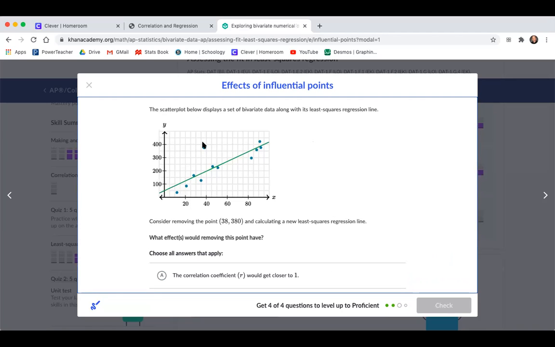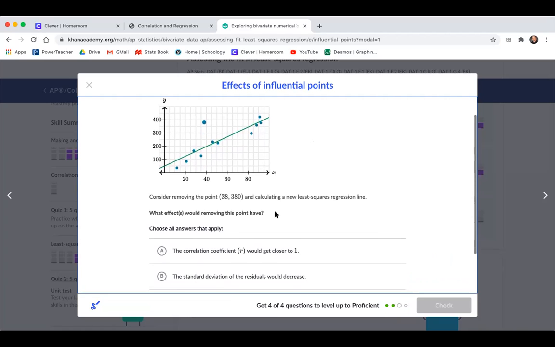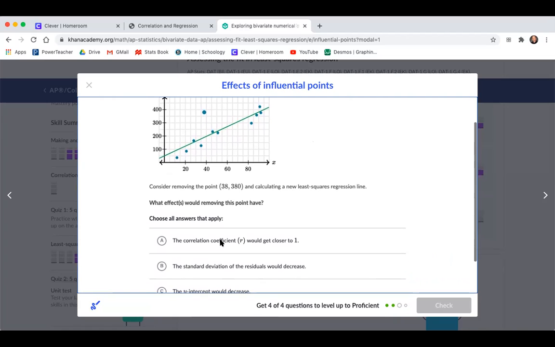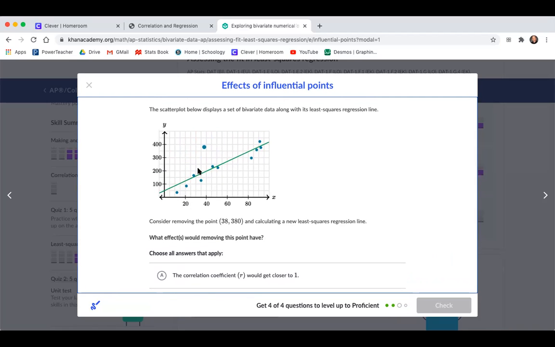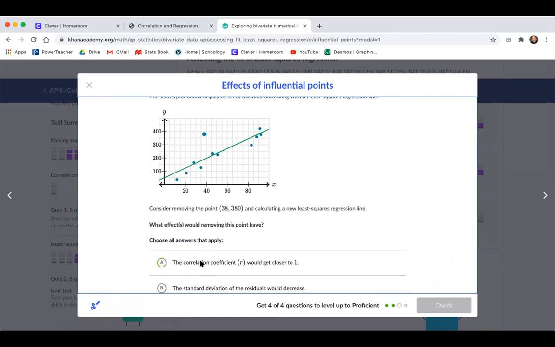Okay, so this one is only an outlier. This one does not have high leverage. What effects would removing the point 38, 380 have? It says the correlation coefficient would get closer to 1. That is absolutely true. This point that is far away from the regression line is decreasing the correlation coefficient. So yes, the correlation coefficient would get much more strong. Our relationship would be much more strong.